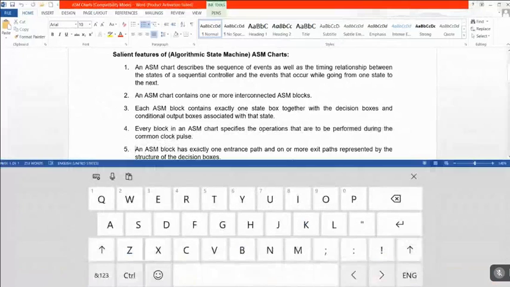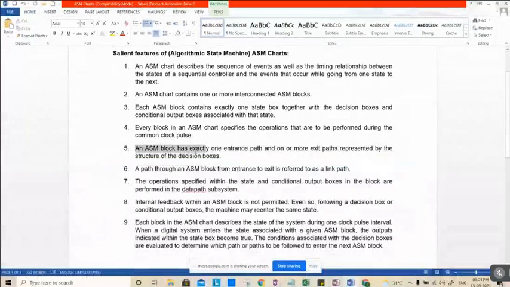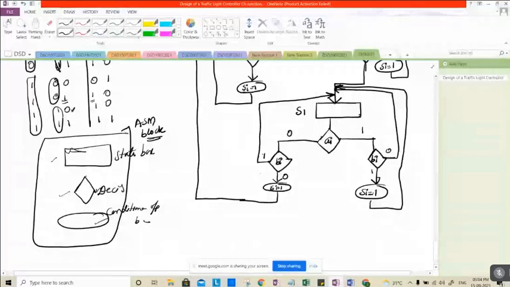So an ASM block has exactly one entrance path, but multiple exit paths. See this, you will understand here. So here we have a single entrance, and from here there are exits. So this is one exit, this is another exit, this is another exit, this is another exit. We have 4 exits.